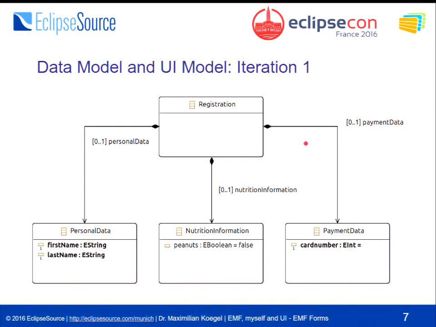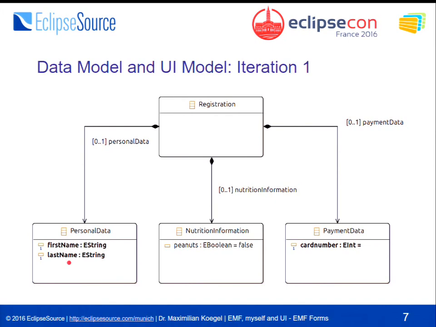For a conference registration, there's typically a lot of things you need to fill in to register, and you do that in forms. So I thought it might be a good example. The registration is a central class in that data model, and it consists of 3 things: personal data, nutrition information, and payment data. And as you can see, the model is quite sparse at this point in time. I will do a second iteration to enhance that model, but to start with, we start with something simple.